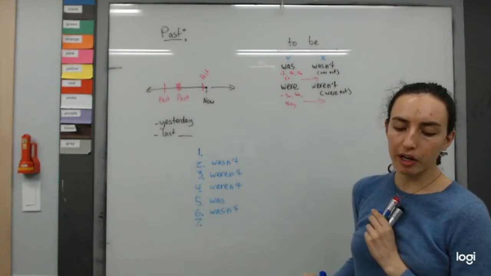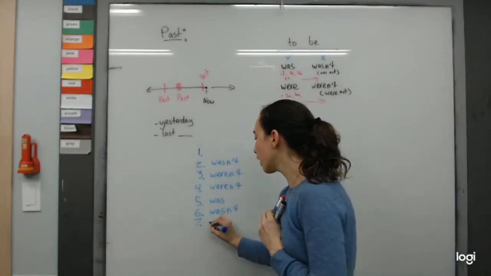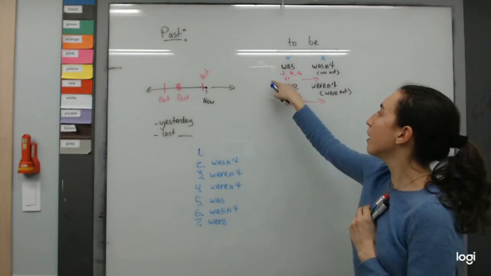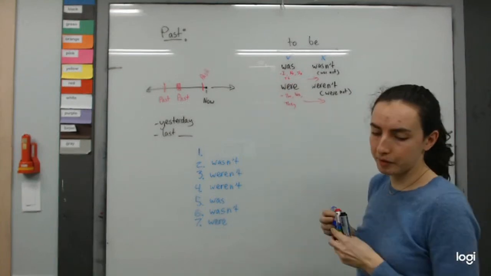7, we were in Japan last week. It was great. We is many, and we goes with were. Okay? So we use were.